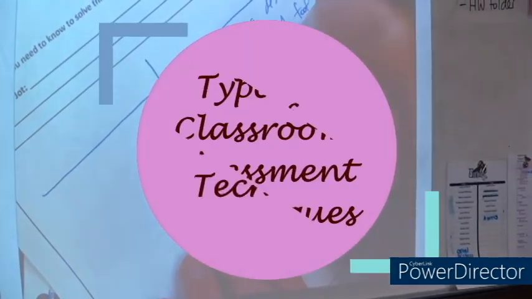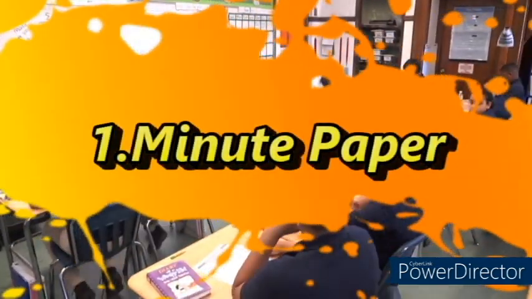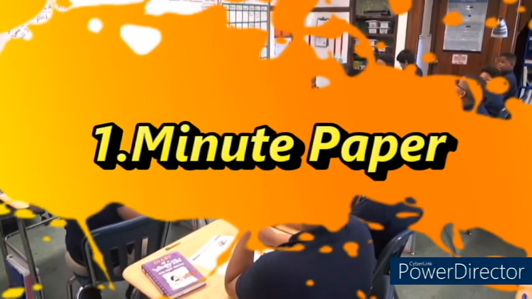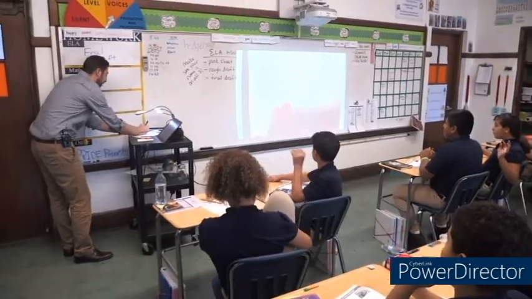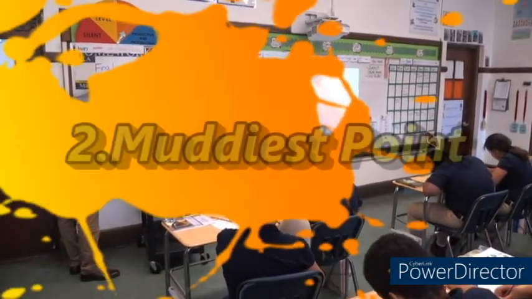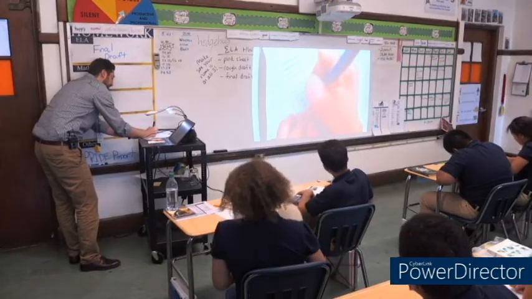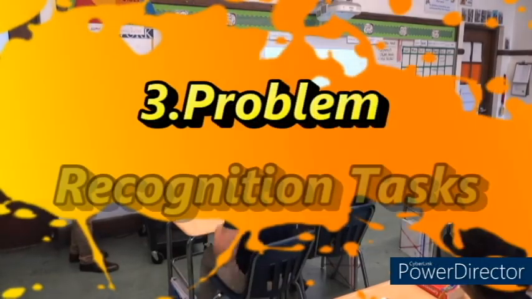So there are specific types of classroom assessment techniques. First is minute paper. We can pose 1 or 2 questions in which students identify the most significant things they have learned from a given lecture, discussion, or assignment. Second is muddiest point. So this is also similar to the minute paper but focuses on the area of confusion. Third, the problem recognition task.